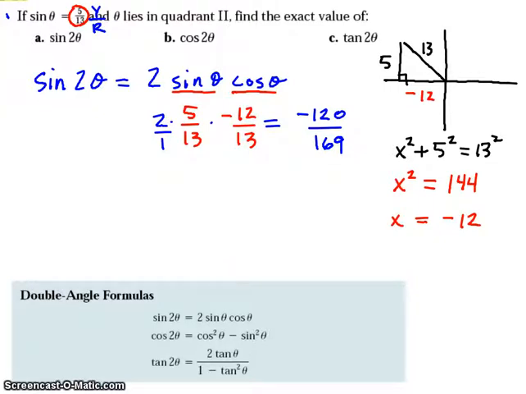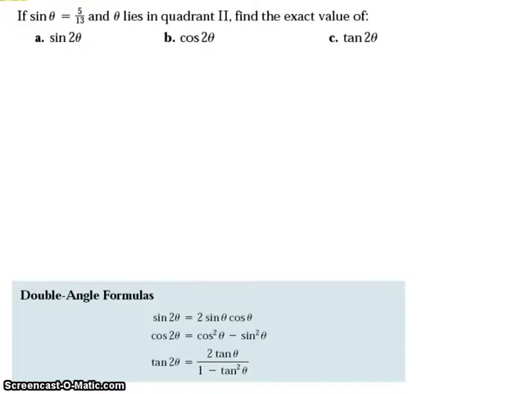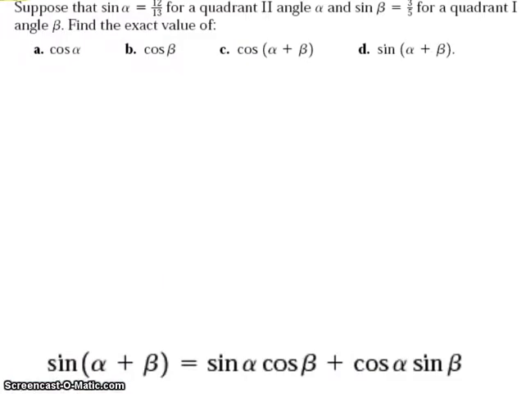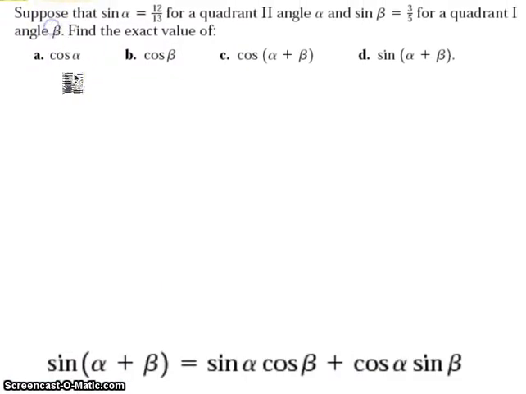So, I'll give you guys another example. Let me go ahead and move on to the next page, and let's look at this one here. Let's look at part D only. And we have the given information that the sine of alpha is equal to 12 over 13 for a quadrant 2 angle, and sine of beta is equal to 3 over 5 for a quadrant 1 angle. Find the exact value of, we're going to look at the sine of alpha plus beta.